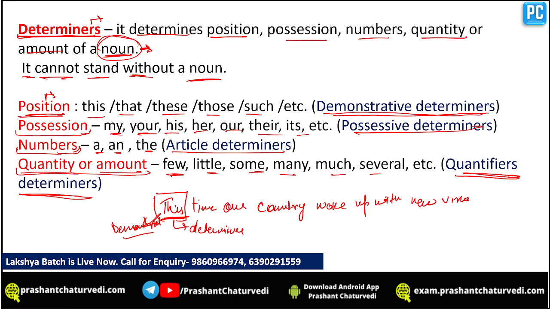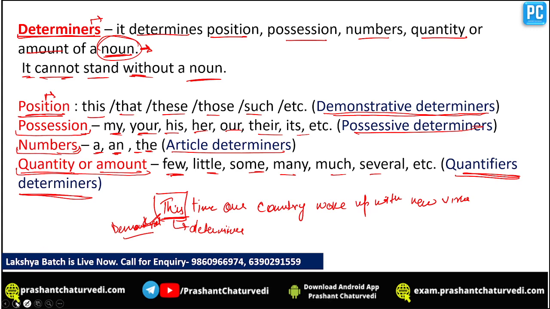Clear? So the determiners which specify the position of a noun are this, that, these, those, such, and the. Those which express possession are my, your, his, her, our, their, its. There are also those which express number and quantity, and the quantifier determines the quantity or amount, like few, little, some, many, much, several.